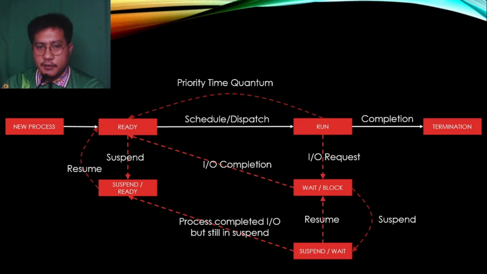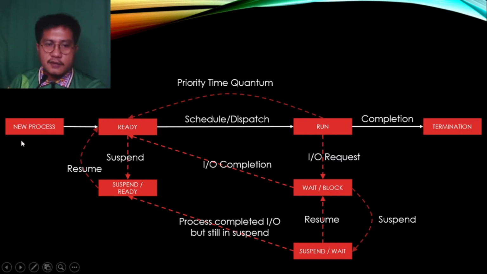This is how process management works inside your operating system, your computer. As you can see, we have here a new process. This new process passes to the ready state. It is now ready to be executed. Since it is ready, it will be scheduled for dispatch. It will be run, then completed and terminated. So when it is already complete, it will be terminated or end.